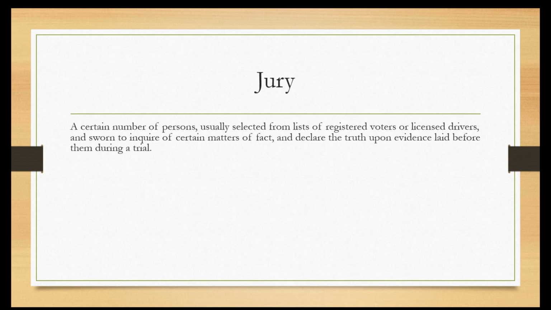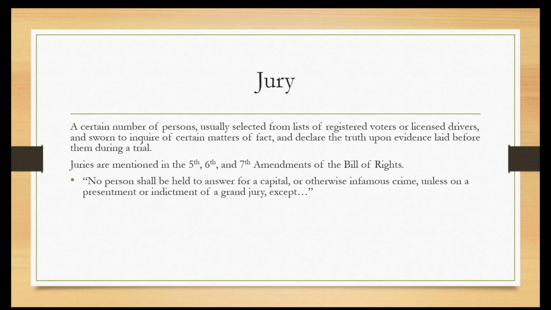Now the jury is a certain number of persons usually selected from the list of registered voters or licensed drivers and sworn to inquire of certain matters of fact and declare the truth upon evidence laid before them during a trial. Now, just like witnesses, juries are mentioned in the Fifth, Sixth, but also the Seventh Amendments of the Bill of Rights. So in the Fifth here, it says no person shall be held to answer for a capital or otherwise infamous crime unless on the presentment or indictment of a grand jury, except... and there's some exceptions after that.